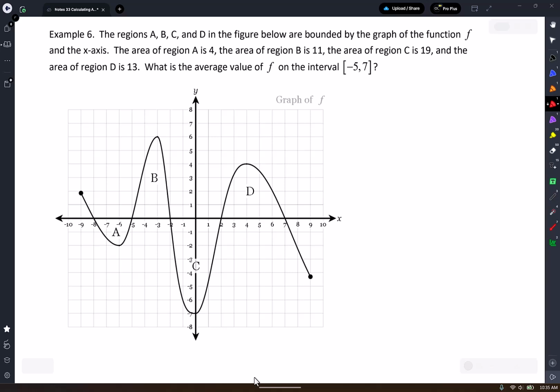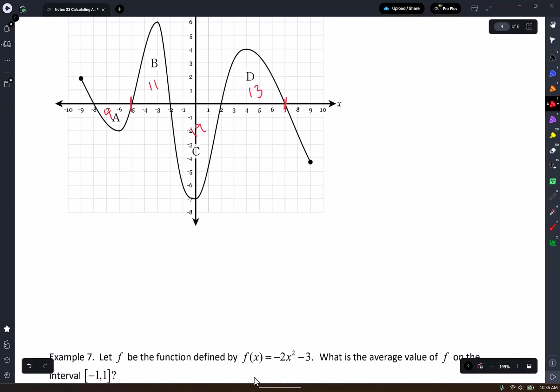The regions A, B, C, and D in the figure below are bounded by the graphs of the function f and the x-axis. The area of region A is 4, so this is 4. The area of region B is 11. The area of region C is 19. And the area of region D is 13. What is the average value of f on the interval -5 to 7? So here's -5, all the way to 7. So we don't even need the region between -8 and -5.